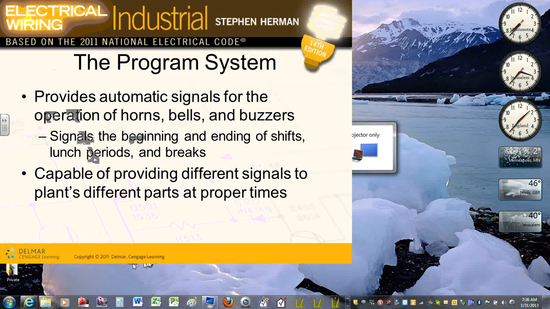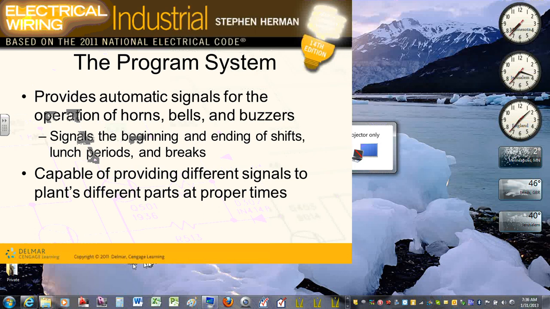So beginning and end of the shifts, lunch period, breaks, these are the type of signals that we do. Now, Jeff, in our project, we did not have this system. So we did not install a system like this. We installed the paging system. Since these systems all can be interfaced with each other, guys, you can put a buzzer on the paging system to indicate this break time. But that in particular is supposedly designed for manufacturing, to communicate with people in the field. Different signals to different parts of the plant at the proper time.